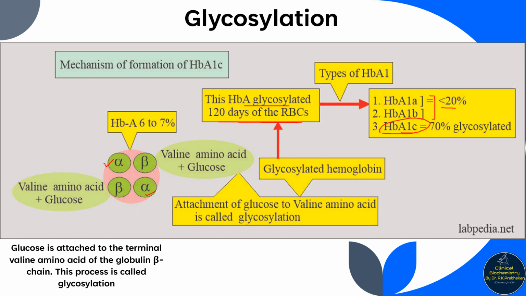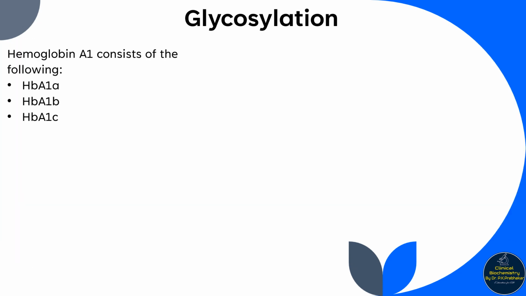This is called glycosylation when glucose is associated with a specific place, that is, with the valine. When glucose is associated at any place, that is called glycation. In this case, when it is associated with the valine amino acid, that is called glycosylation. So this is how it is associated.